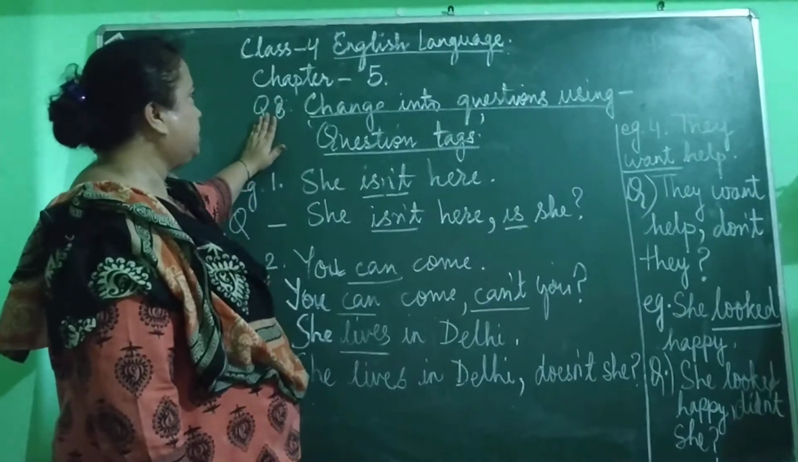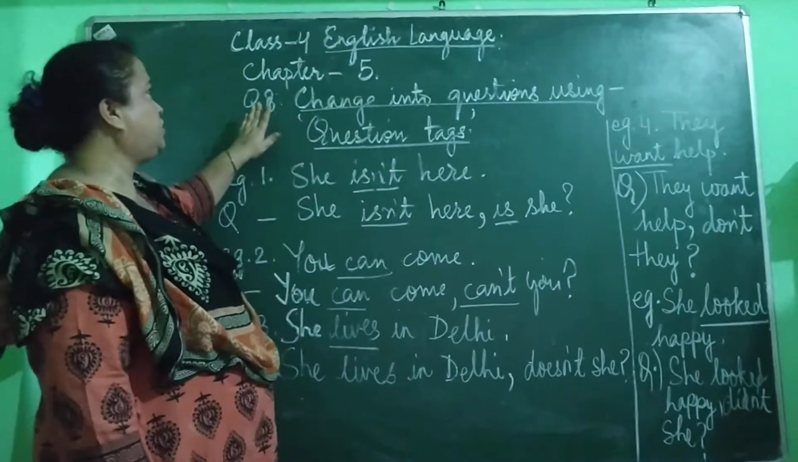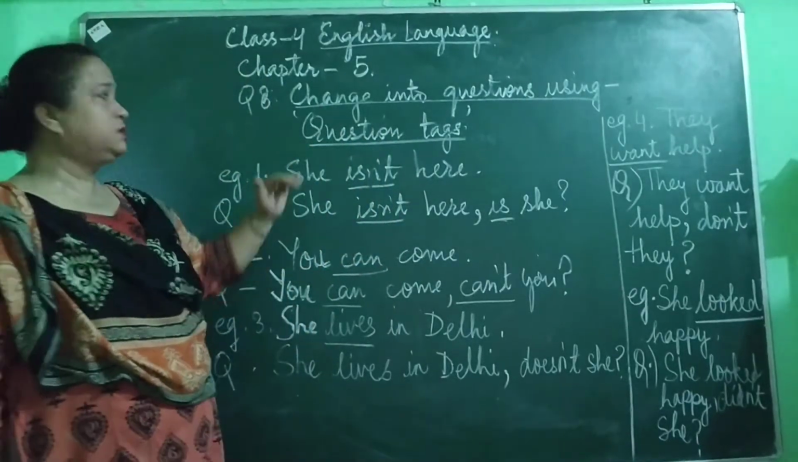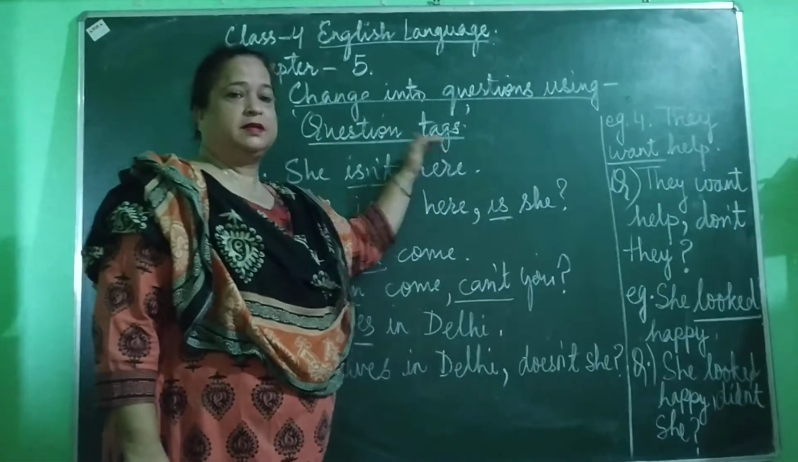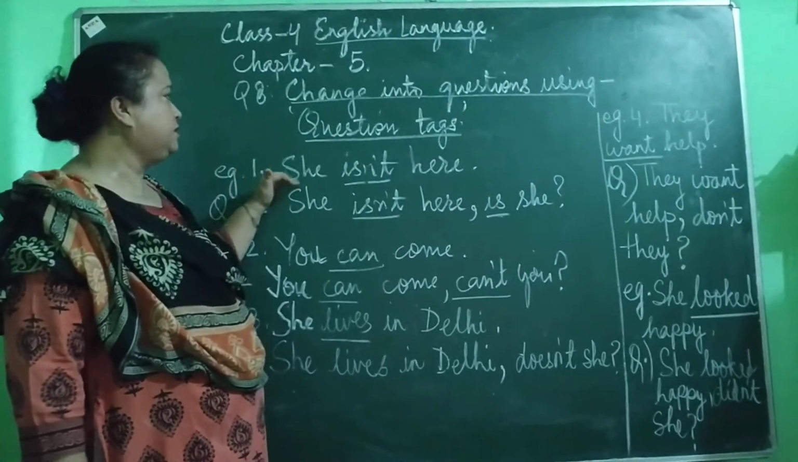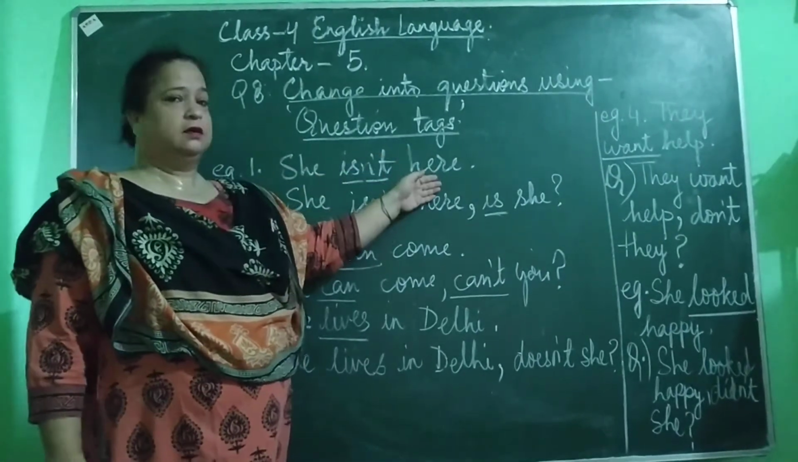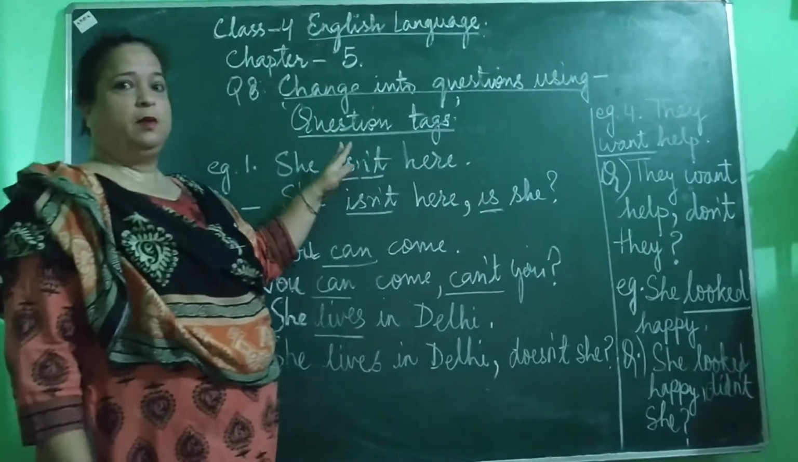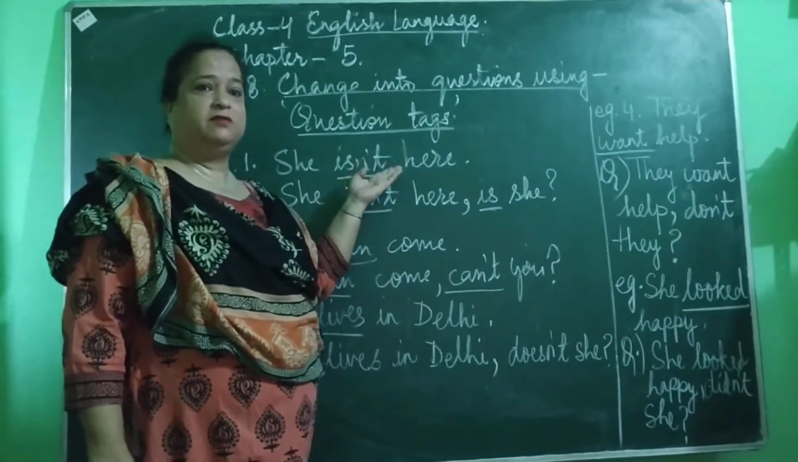Today we will be doing chapter number 5, question 8, and we will be changing our sentences into questions using question tags. Now if we have a look at the first example, I have written, she isn't here. And where is the helping verb? The helping verb is. But this sentence is in the negative form.